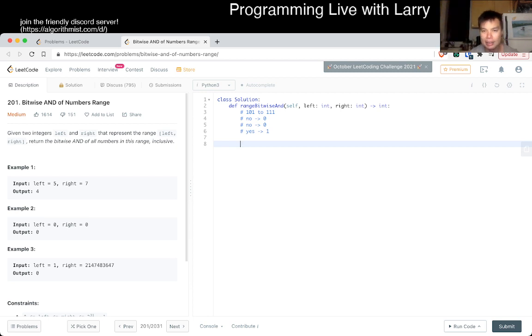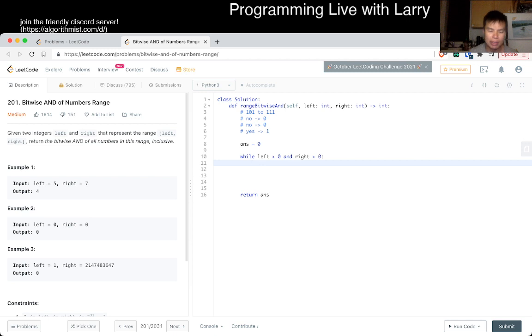Let's just say answer is equal to 0. We return answer at the end. And then we do it one by one. So while left is greater than 0 and right is greater than 0, because anytime that's no longer true, then it's just going to be 0 anyway, right?